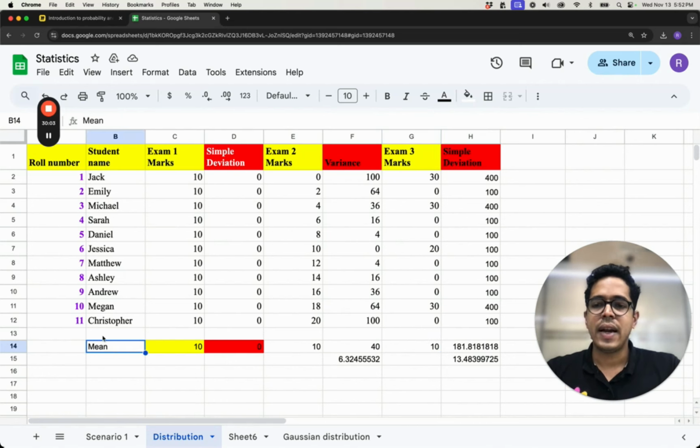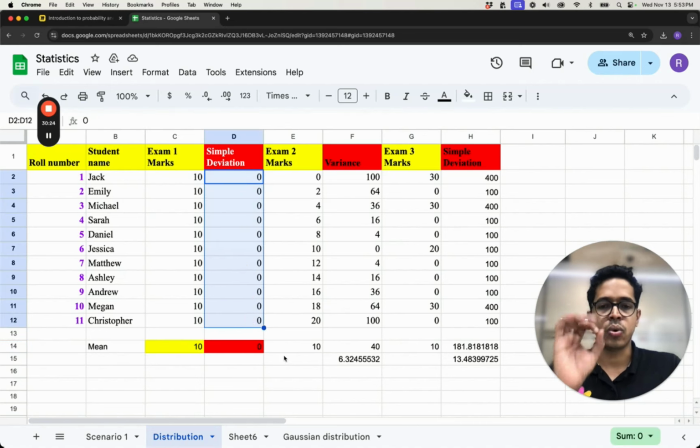So let's say I define that mean is my central tendency. Then I have 10, 10, and 10. So mean alone is not sufficient. Now let's look at a simple deviation. Simple deviation is nothing but how much this particular score is deviating from the mean. So in this case, all the scores are 10 and all of them are exactly same as the mean, which means the deviation from the central value is 0.